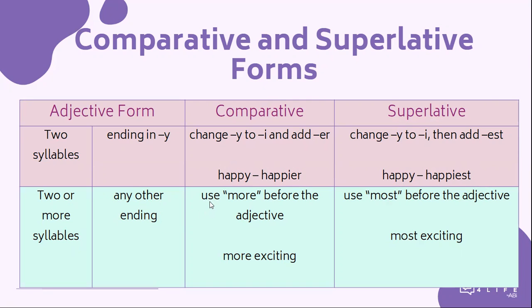When we have two or more syllables and there is any other ending, in the comparative form, we are going to use "more" before the adjective. For example, more exciting. In the superlative form, we use "most" before the adjective. For example, most exciting.